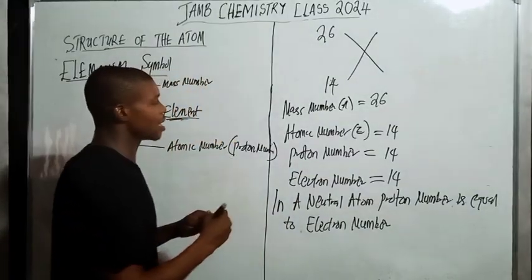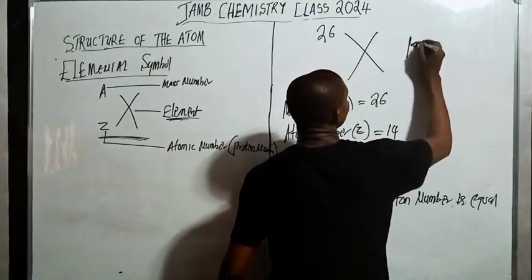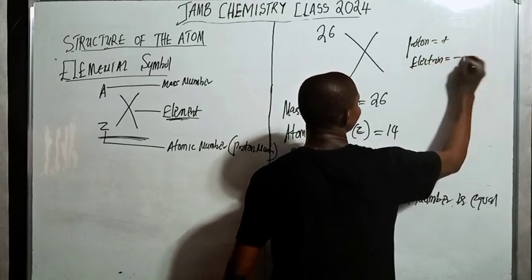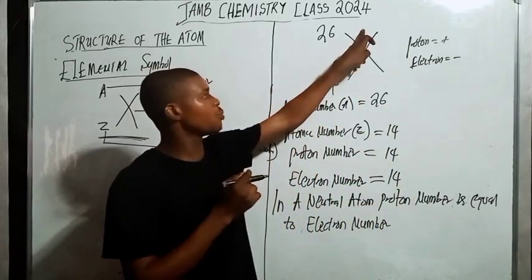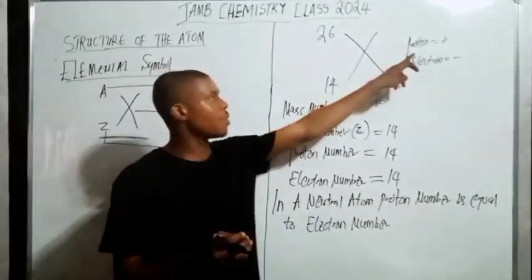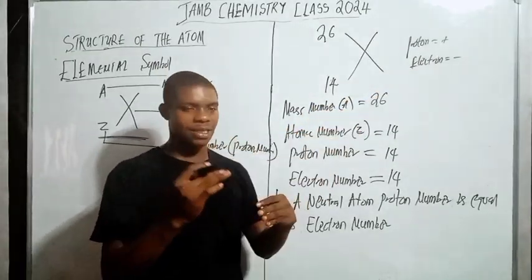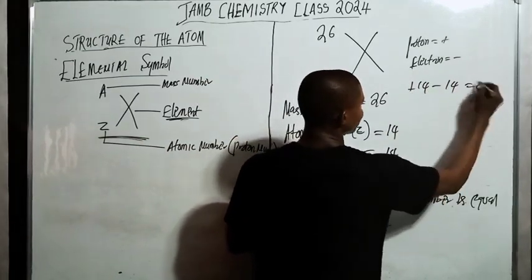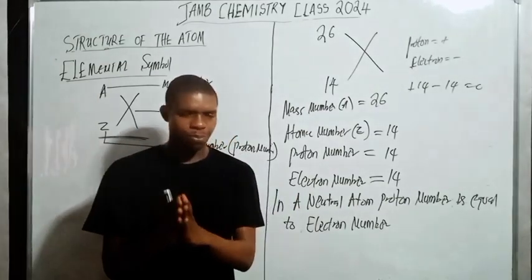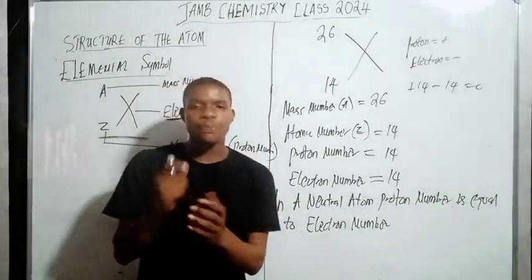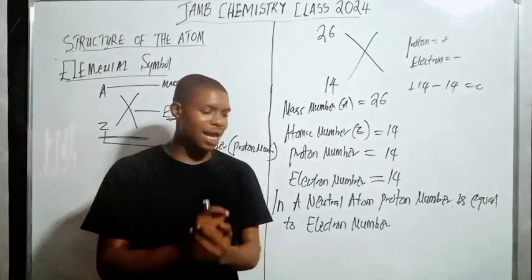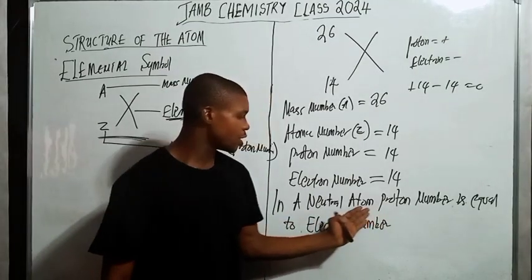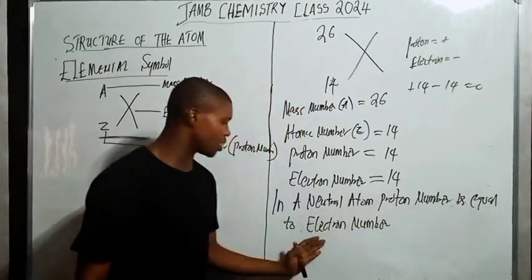So, remember, proton is positive, right? Electron is negative, right? So for this to become a neutral atom, the proton number and electron number must be the same, so that they can cancel. So you're going to have plus 14 minus 14, which gives 0. Did I make myself clear? So in a neutral atom, the proton number and the electron number are equal. That's why the electron number is 14 here. So in a neutral atom, proton number is equal to the electron number.